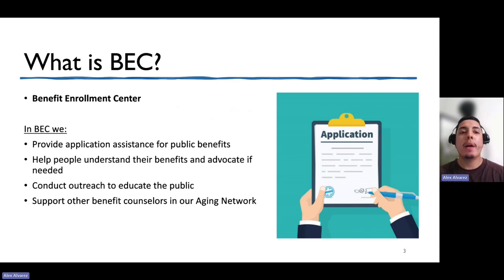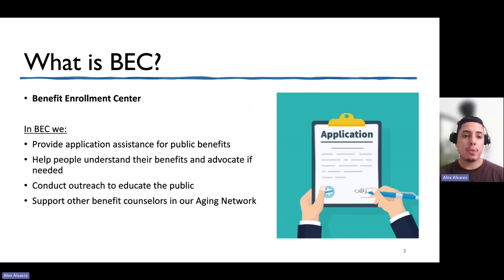So here at BEC, short for Benefit Enrollment Center, we do a couple of things. The main thing we do is providing application assistance for public benefits. So this is going to include your Medicaid, your Medicare Savings Program, your license plate discounts, ride-free transit card, and of course, what we'll talk about today, our SNAP benefit. We also help people understand their benefits and provide any advocacy if needed.